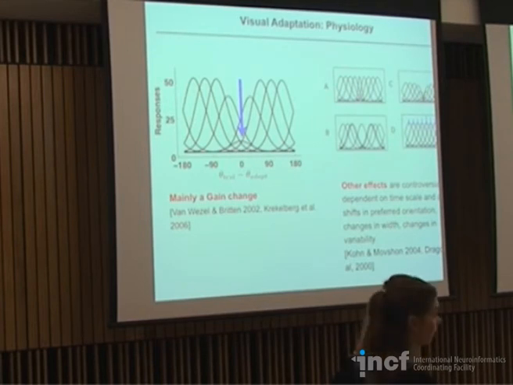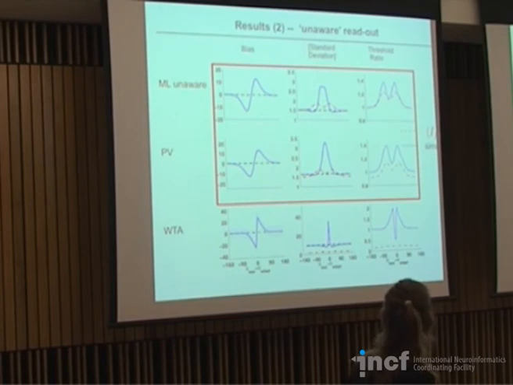So I have this and a Gaussian model for the variability. And then I played with different decoders, which were either fixed, so not changing with adaptation, or changing also with adaptation to take into account the changes in the encoding model. And I played with either optimal decoders or simpler decoders, like the population vector or the winner-take-all. And then I could compute the bias for those models and the discrimination threshold and compare with the psychophysical results.